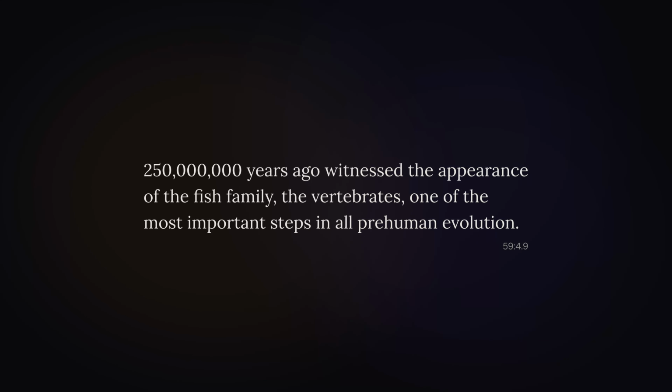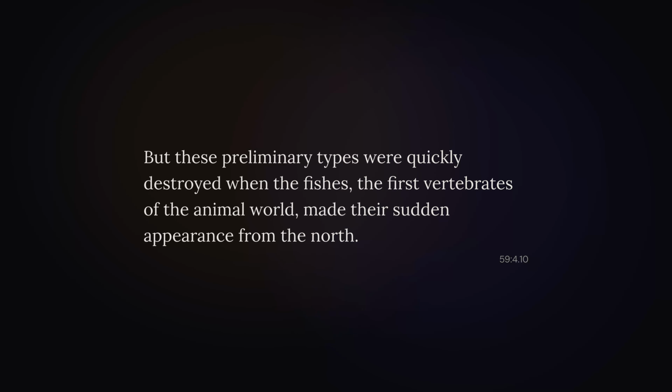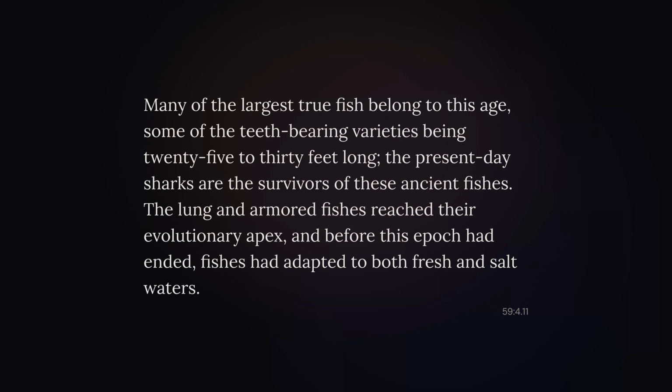250 million years ago witnessed the appearance of the fish family, the vertebrates, one of the most important steps in all pre-human evolution. The arthropods, or crustaceans, were the ancestors of the first vertebrates. The forerunners of the fish family were two modified arthropod ancestors. One had a long body connecting a head and tail, while the other was a backboneless, jawless prefish. But these preliminary types were quickly destroyed when the fishes, the first vertebrates of the animal world, made their sudden appearance from the north. Many of the largest true fish belong to this age, some of the teeth-bearing varieties being 25 to 30 feet long. The present-day sharks are the survivors of these ancient fishes.